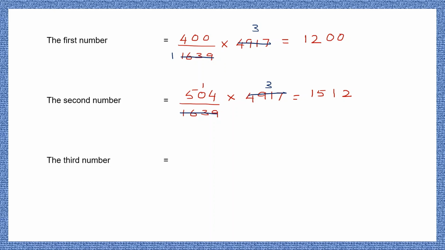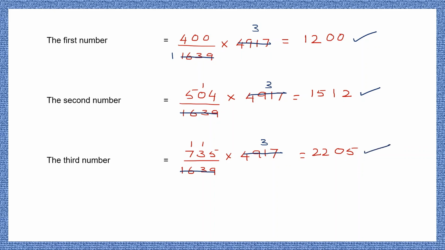Now my third number is, in the ratio we got 735 by the sum of the ratios into 4,917. Cancel again. This into 3 will give you 4,917. Now let's multiply. 3 fives are 15. I carry 1. 3 threes are 9 plus 1 is 10. I carry 1. 3 sevens are 21 plus 1, 22. So I've got 2,205. So I've got all three numbers. My first number is 1,200. Second number is 1,512. And my third number is 2,205.